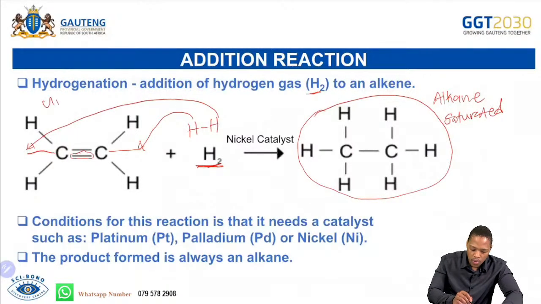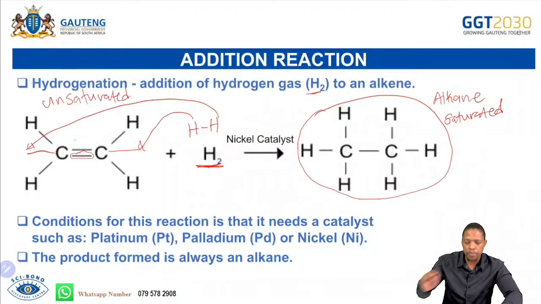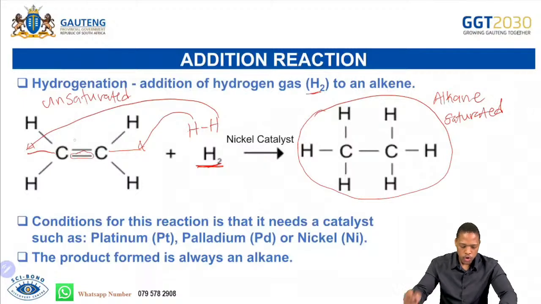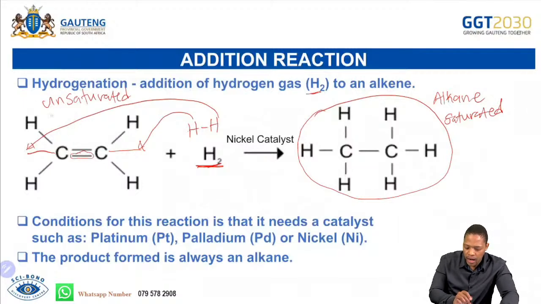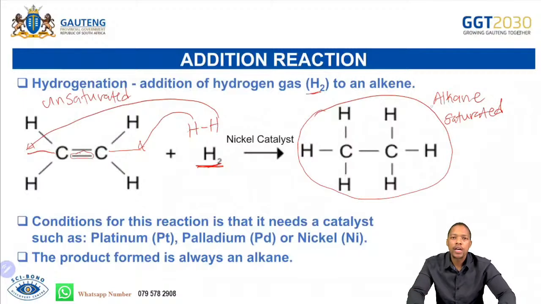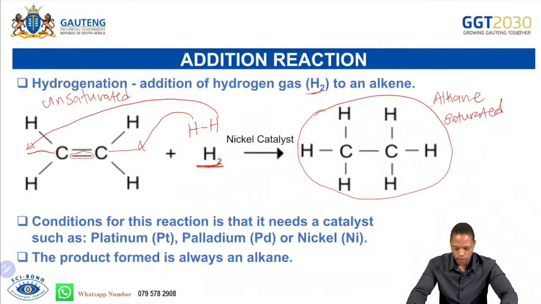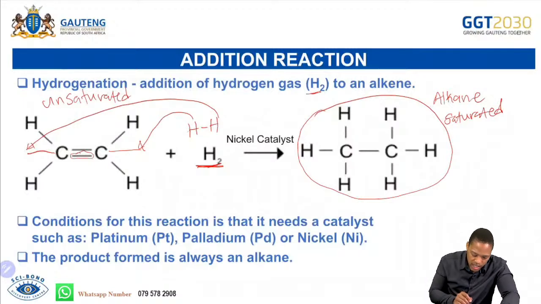This one was unsaturated because it contains a double covalent bond between the carbon atoms. So this one started being unsaturated, hydrogen gas was added, and then one of the bonds was broken, and the compound became what? Saturated. So we go from unsaturated to saturated.